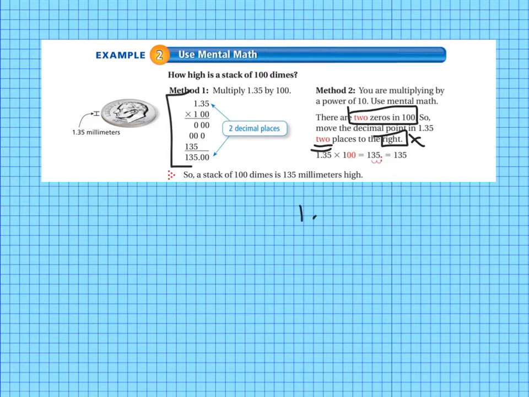So 1.35, and we want to move that 2 places to the right. So that's going to equal, 1.35 times 100 is going to equal 135. So sometimes it's easier to just do those when you're multiplying by a power of 10. Do those in your head. So the stack of dimes is 135 millimeters high.